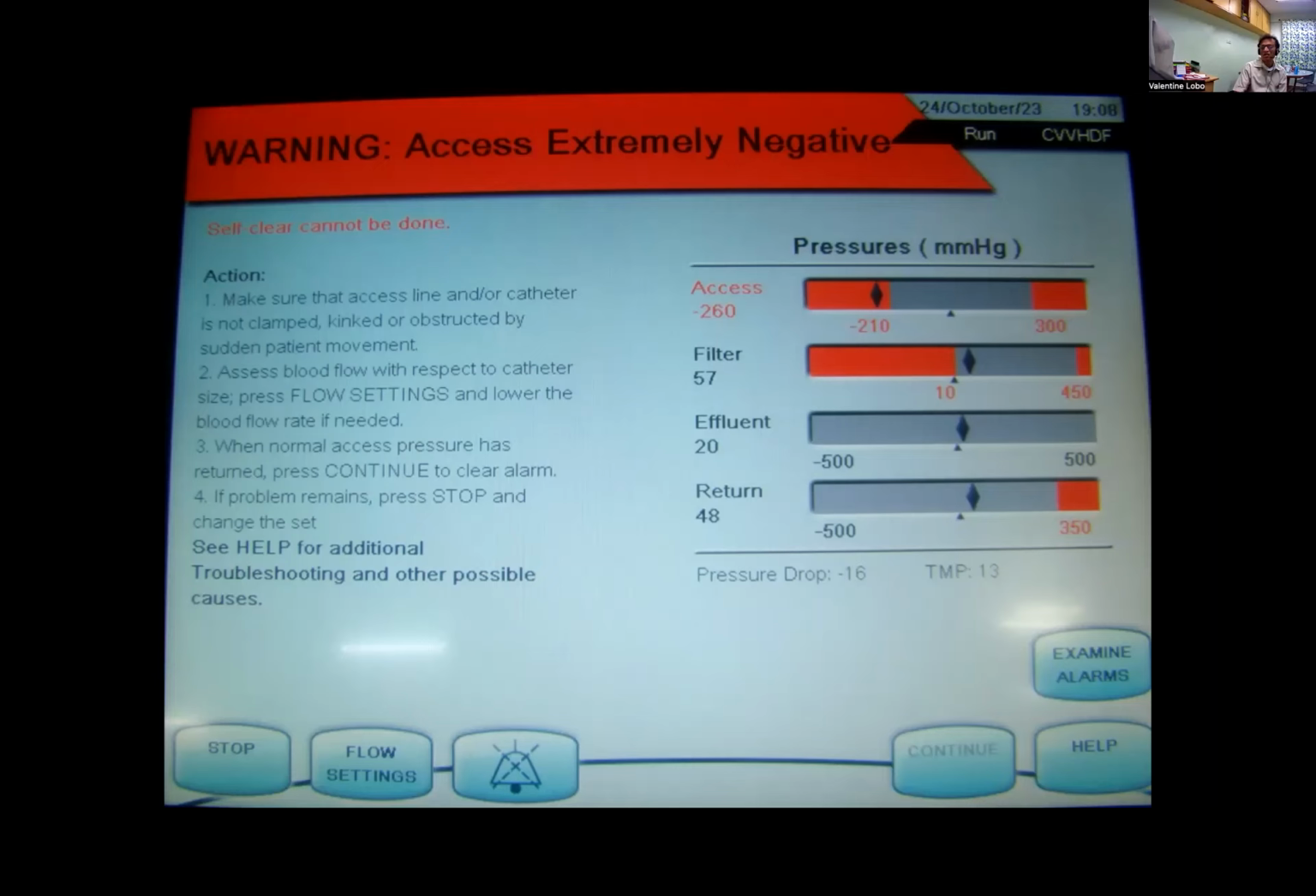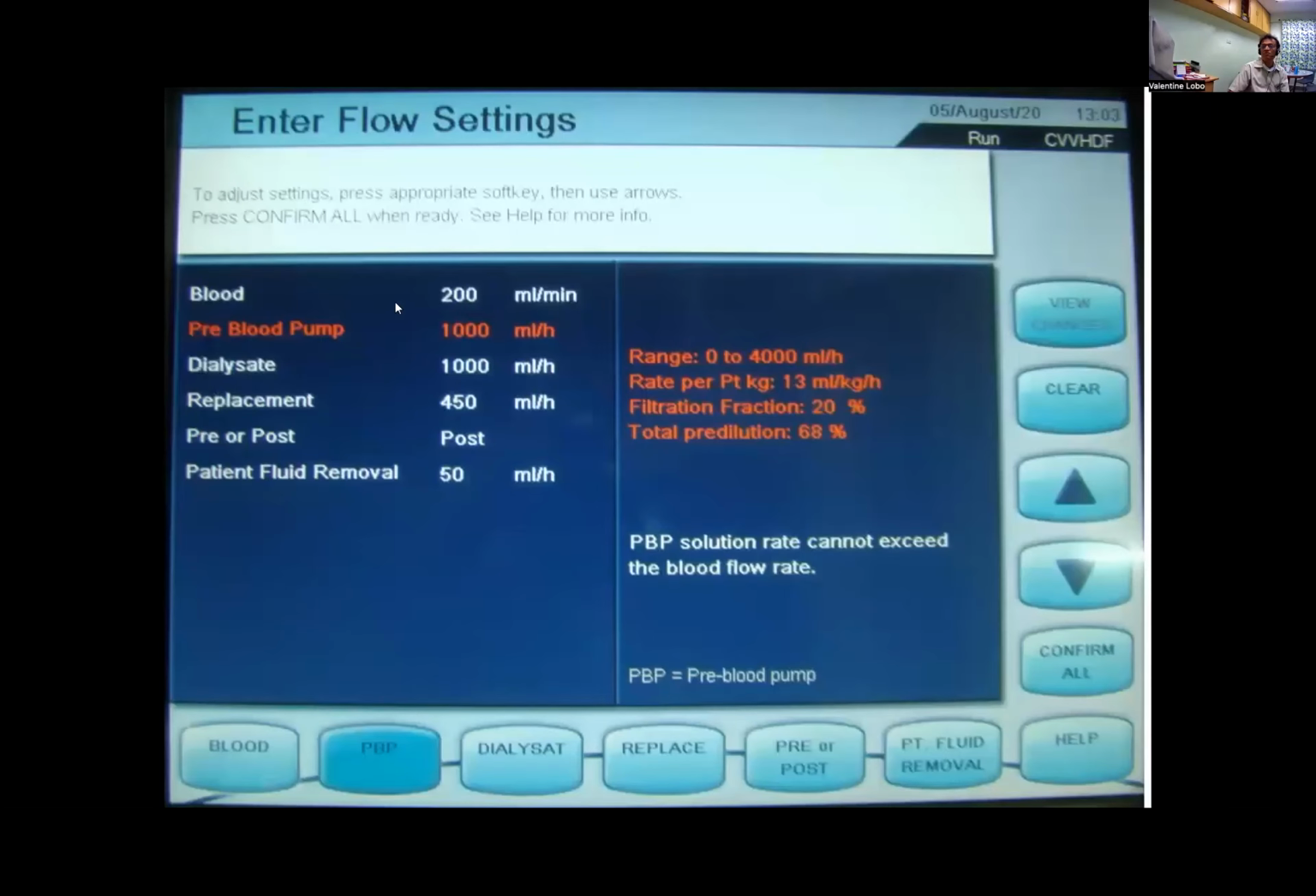So we need to check whether there is a mismatch between the blood flow chosen and the catheter size. And if this is so, we go into the flow settings here. Here the blood flow chosen is 200. So mostly a catheter of at least 11 French or at least 10 French will be required. Most of our adult catheters are more than 10 French, 11.5 to 14 French. If for some reason the access is not able to deliver the flow that we require through the catheter, we either need to change the catheter or we need to lower the blood flow.